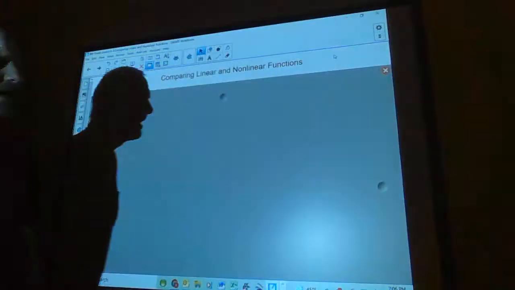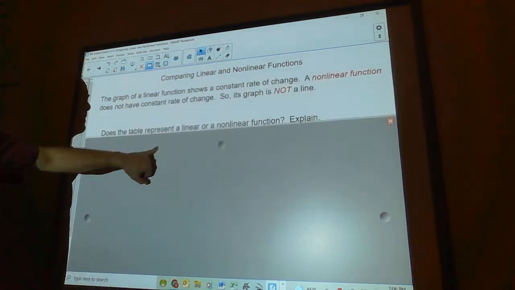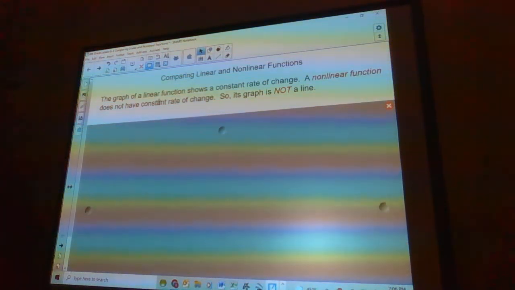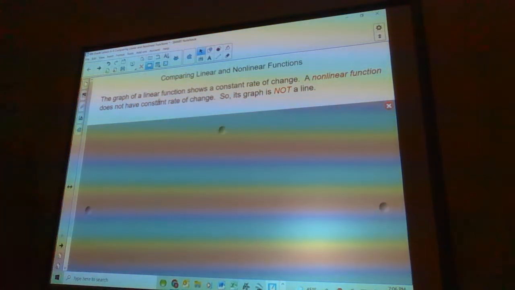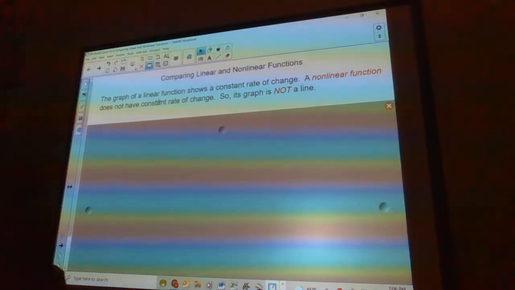Hello everybody, we're going to talk about comparing linear and nonlinear functions. A graph of a linear function shows a constant rate of change. A nonlinear function does not have a constant rate of change, so the graph is not a line.